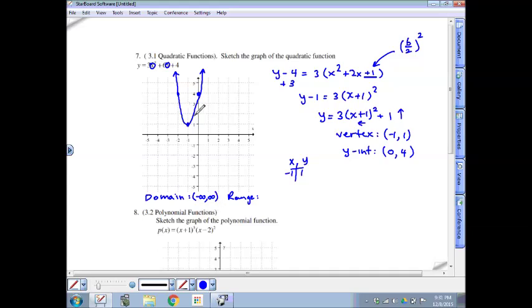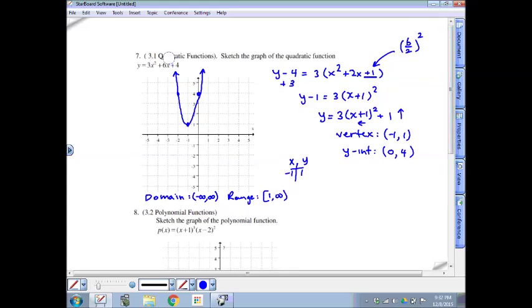The range, if you look at the range along the y-axis, the first point here, the lowest point, has a y value of 1, and the y values continue to increase up to infinity, so the range is from 1 to infinity.